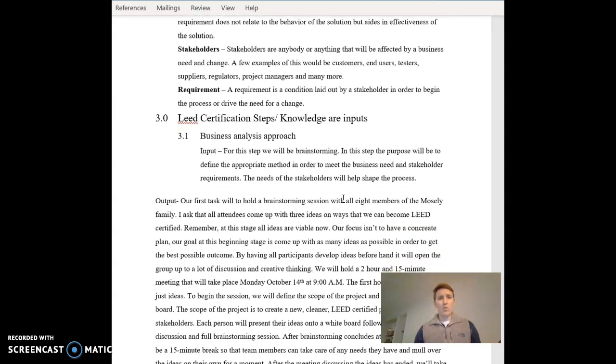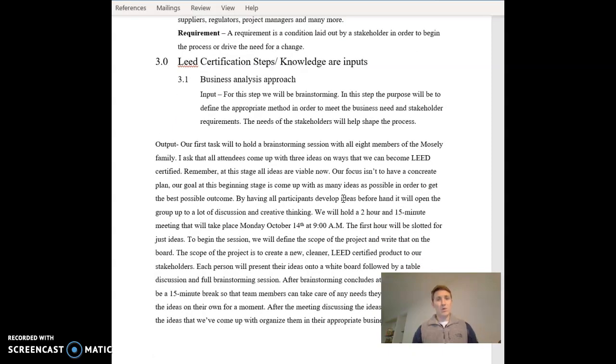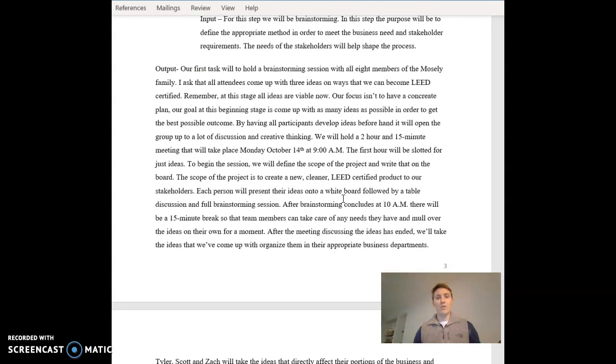Okay, so now we're getting into our knowledge areas and inputs. For LEED certification, our first step is going to be our approach. What approach are we going to use for this? I believe brainstorming will be the best approach that we can use to come up with a plausible solution for our project. We're going to meet as a team and discuss and throw out tons of ideas in about a 2-hour window, with 15 minutes for a break.